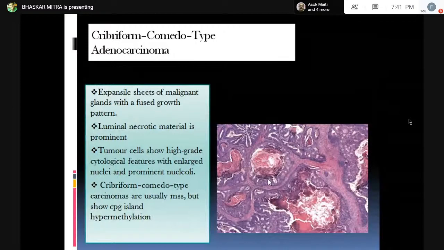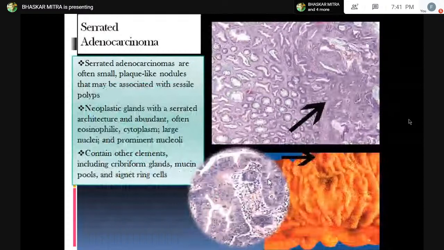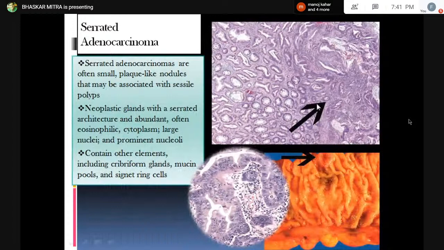Coming to the serrated adenocarcinoma. Serrated adenocarcinoma has a typical gross morphological appearance. It's like a plaque-like nodule associated with a sessile polyp. Here, the neoplastic glands are of serrated architecture and often have an eosinophilic cytoplasm with large nuclei and prominent nucleoli within the cells, and a very high degree of dysplasia. They may show cribriform pattern, mucin pools, or signet ring cell appearance. These serrated adenocarcinomas are infiltrating carcinomas developed in a background of a serrated polyp.